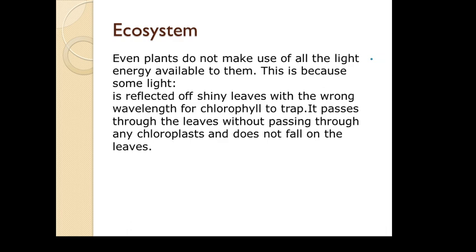So even plants don't make use of all the light energy available to them. This is because some light is reflected off. From the leaves, some of the light is reflected off the shiny leaves, with the wrong wavelength for chlorophyll to trap. It passes through the leaves without passing through any chloroplast and does not fall on the leaves.